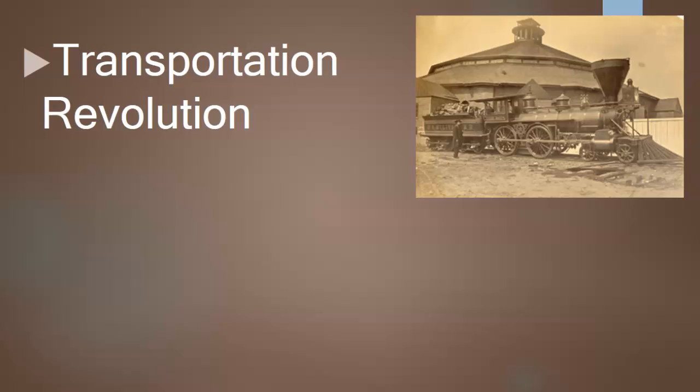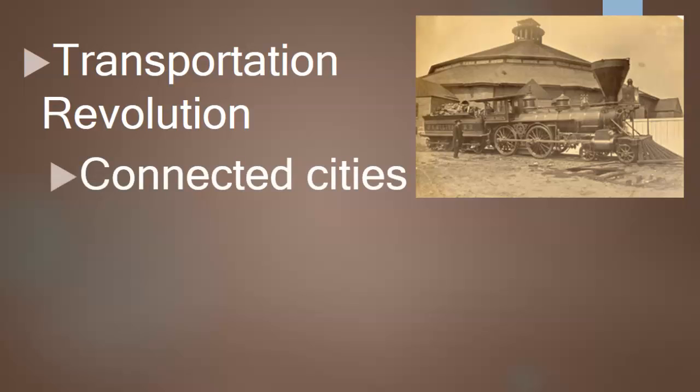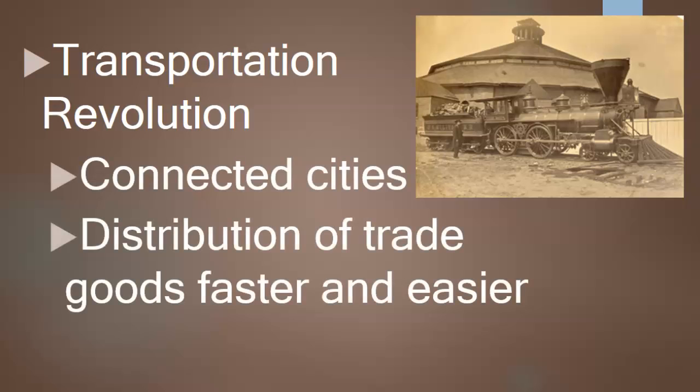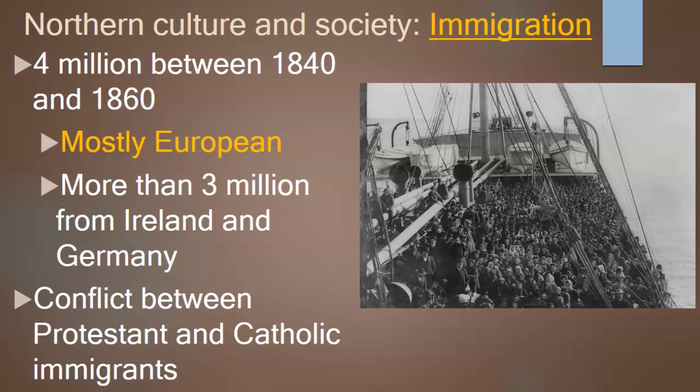We talked about the railroads before. This transportation revolution happened because these cities are kind of all over the place in the North, and because of all this manufacturing and shipping and all the stuff that was starting to become really big businesses, they wanted to connect those cities, and they're going to use the railroads to do it. And it's also going to help us to distribute trade goods faster and a lot easier. Railroads are just the perfect solution for all of those problems. We talked about immigration, or we touched on it a second ago.